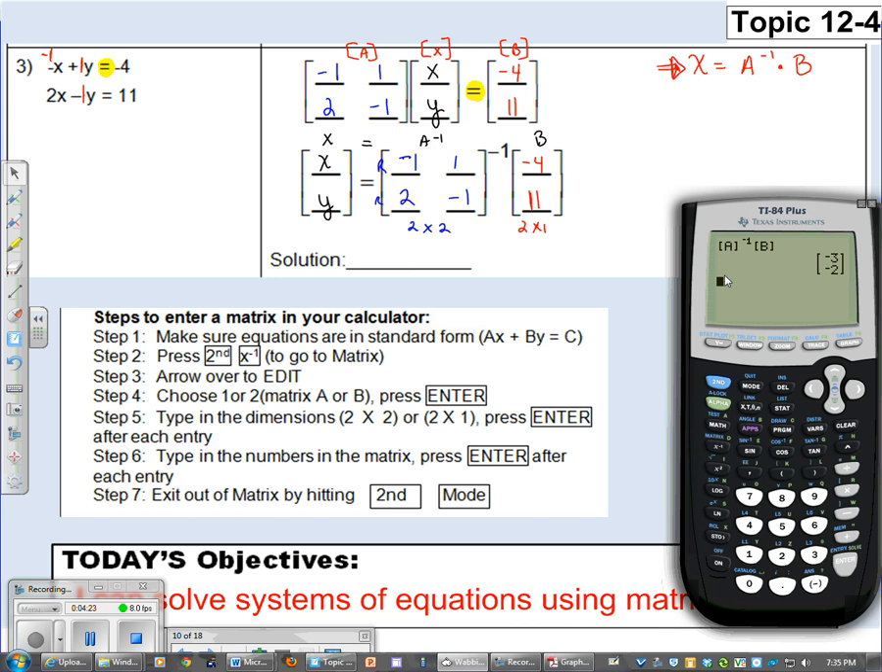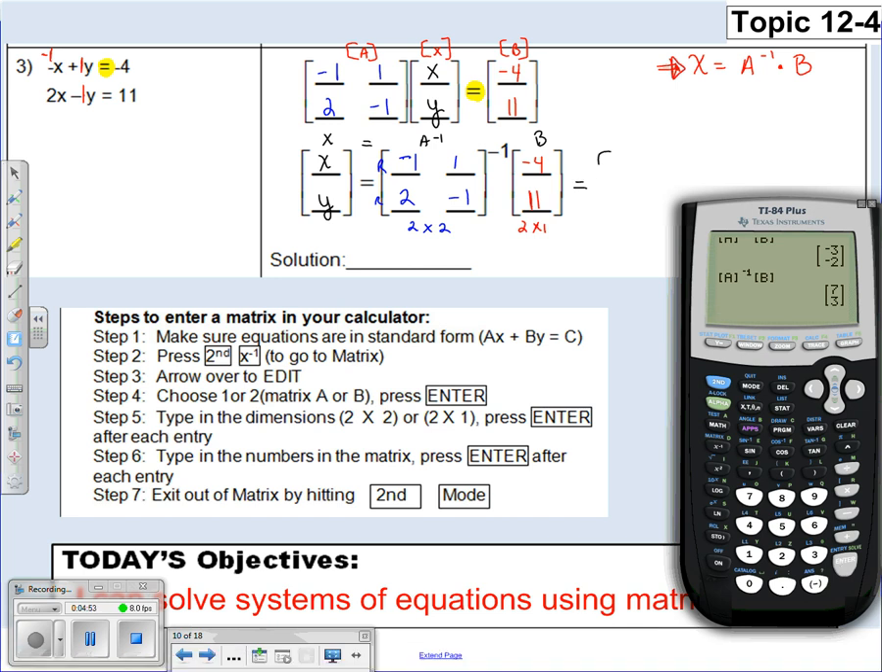Now that we've exited out, we need to type in the A to the -1 times B. So I'm going to hit second, x to the -1, and just choose 1 for A. Hit the x to the -1 to get it raised to the -1 power. Now we'll go to second matrix, and now we want B. And now we're going to press enter, and we should get our matrix that tells us what x and y are equal to. So this comes out equal to 7, 3. That tells us x is equal to 7, y is equal to 3. So the solution is the point (7, 3).